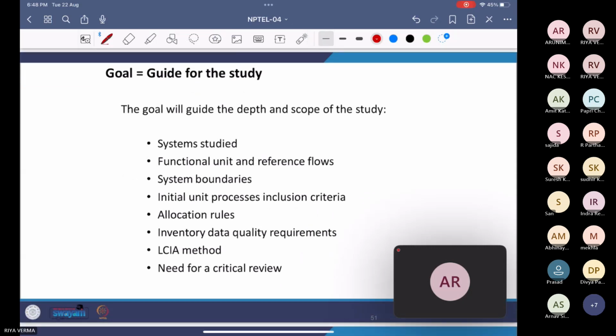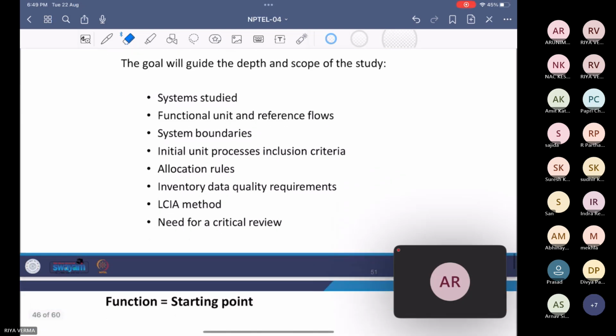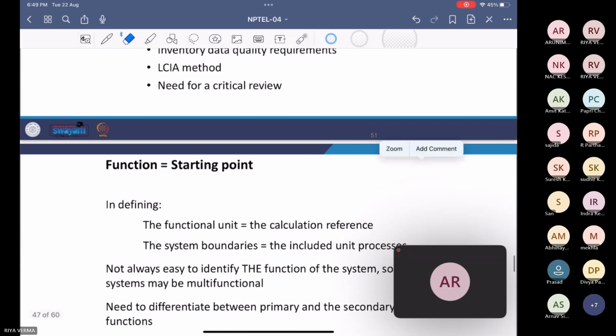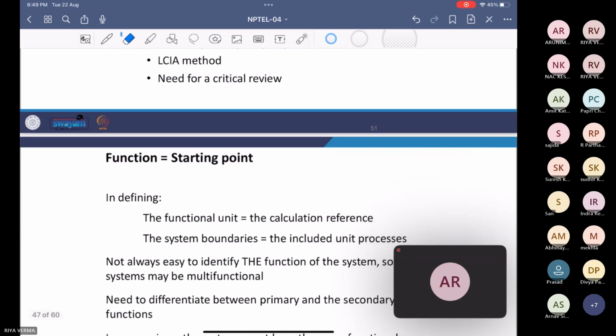So what do we get from the goal of the study? The goal will guide us towards the depth and the scope of the study. So having a clear goal for a study will give us information about all the systems that are being studied in our LCA method: functional unit and the reference flows, the system boundaries, the initial unit process inclusion criteria, then the allocation rules, inventory data requirements, and then life cycle impact assessment methods, and the need for a critical review, that is clearly defined by the goal of the study.